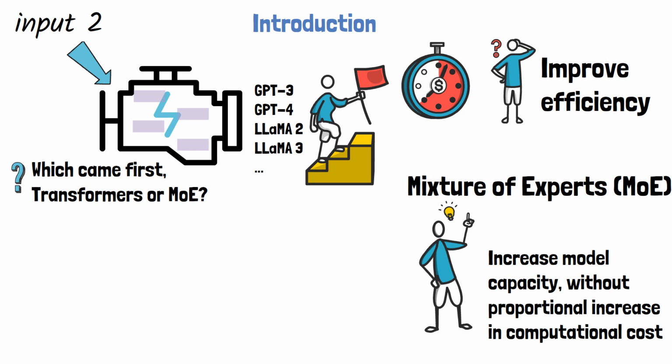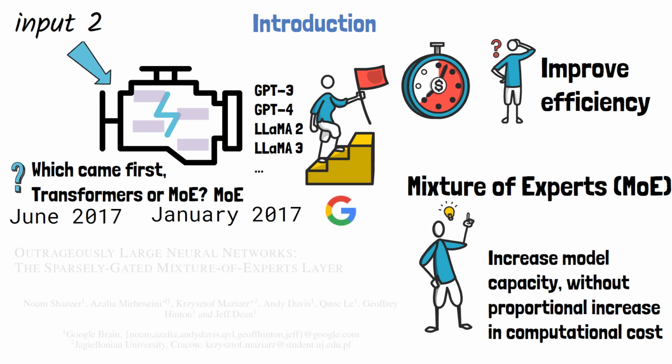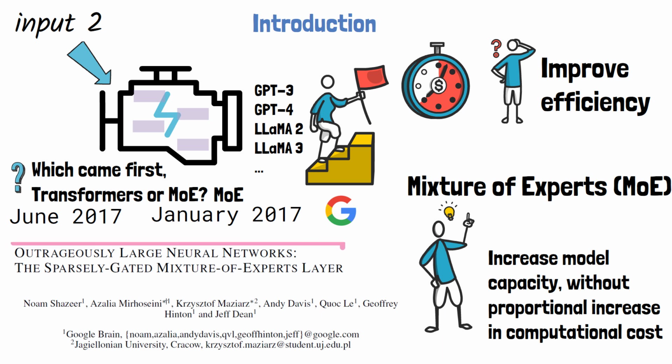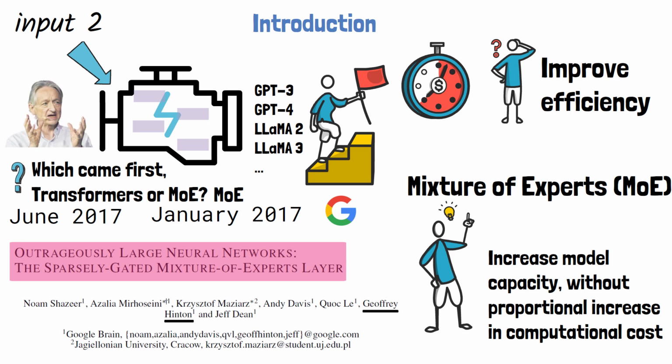Transformers were invented in the famous Attention is All You Need paper from Google at June 2017, while Mixture-of-Experts Layer, which is very similar to what is used in LLMs today, was actually invented earlier in the same year, also by Google, in a paper titled Outrageously Large Neural Networks, the Sparsely-Gated Mixture-of-Experts Layer, with authors including none other than Geoffrey Hinton, also known as the godfather of AI. In this video we go back to this extremely important paper to understand how Mixture-of-Experts work. Let's get straight to the point.